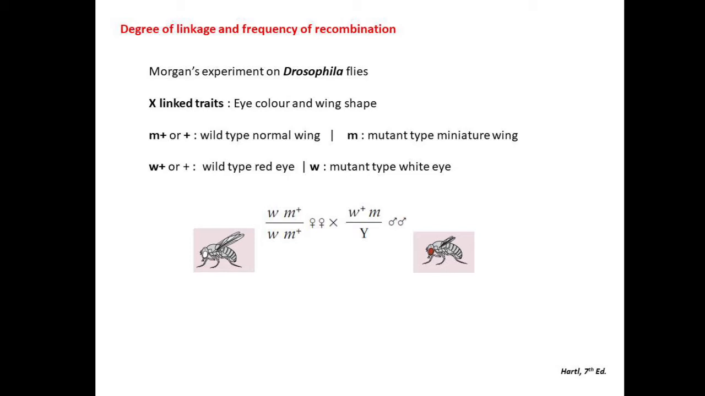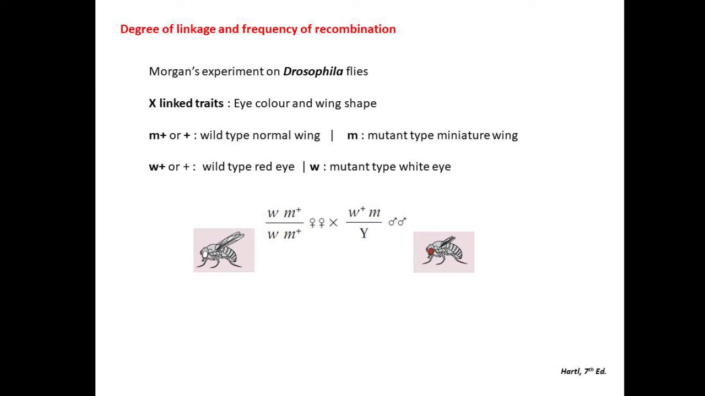So one of the traits, like an X-linked trait, means the gene governing the trait is present on the X chromosome and is not present on the Y chromosome. Two examples are eye color and wing shape, or the wing type. Whenever we talk about linkage mapping, we'll be using a wild type allele and a mutant type allele.